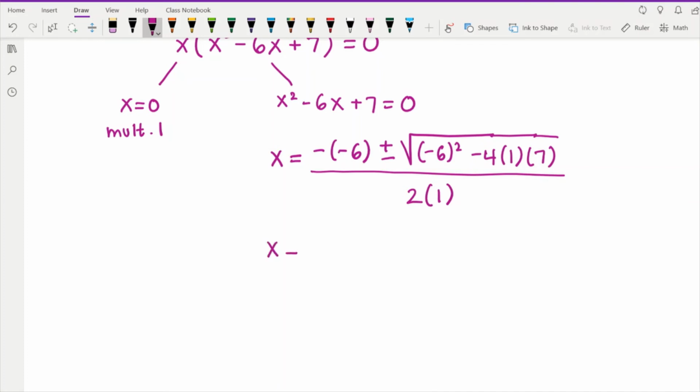So we would get x is equal to 6 plus or minus the square root of 36 minus 28, all divided by 2.